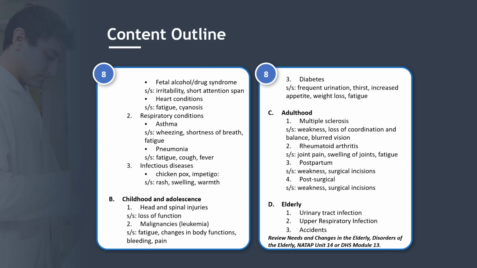Adulthood. Multiple sclerosis. Signs and symptoms: weakness, loss of coordination and balance, blurred vision. Rheumatoid arthritis. Signs and symptoms: joint pain, swelling of joints, fatigue. Postpartum. Signs and symptoms: weakness, surgical incisions. Post-surgical. Signs and symptoms: weakness and surgical incisions. The elderly. Urinary tract infections, upper respiratory infections, accidents. Review the needs and changes in the elderly, disorders of the elderly, NATAP Unit 14, or DHS Module 13.